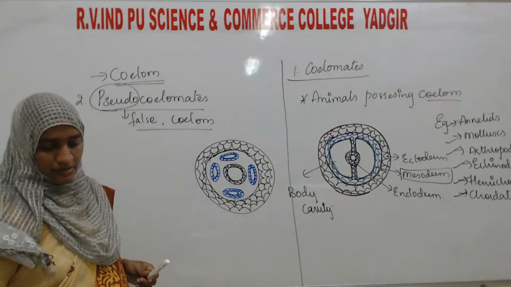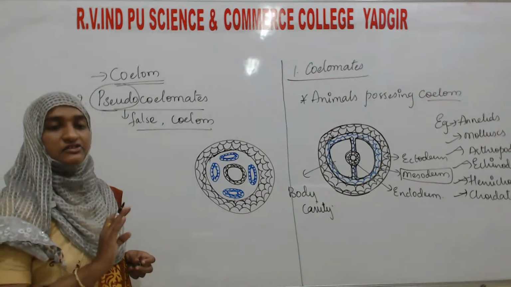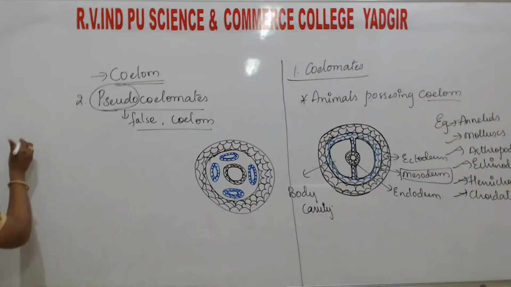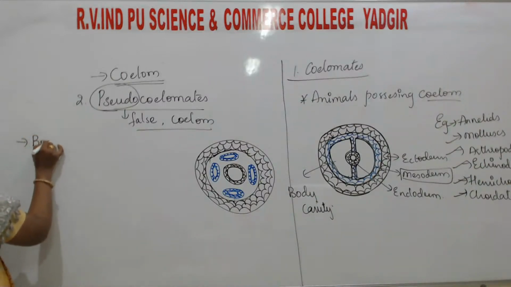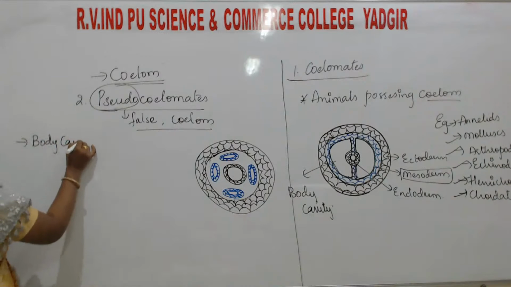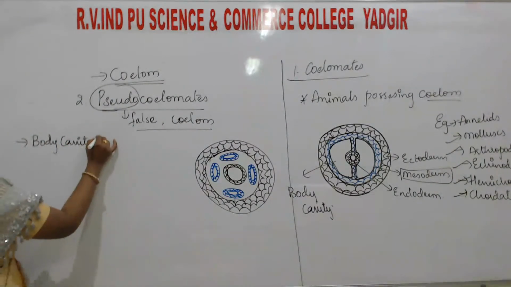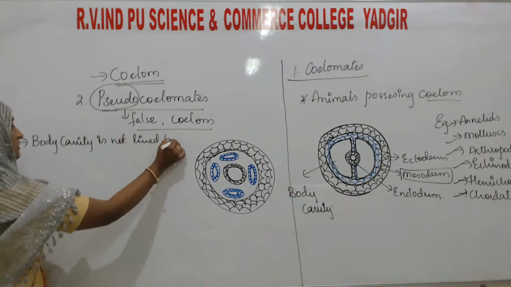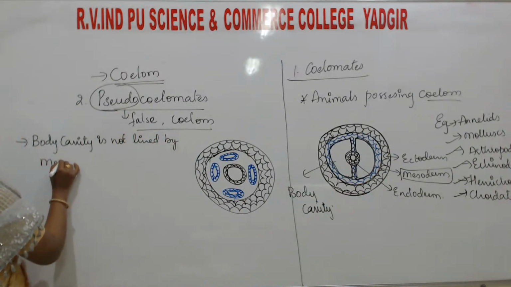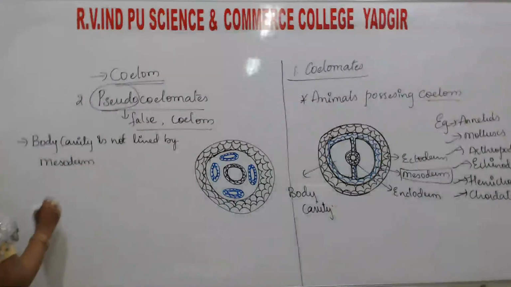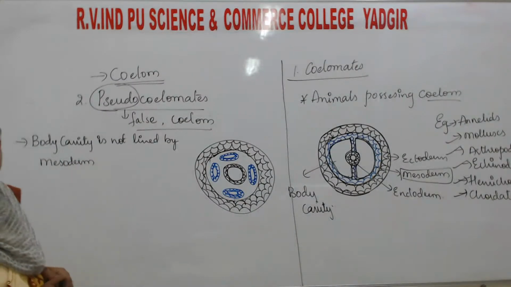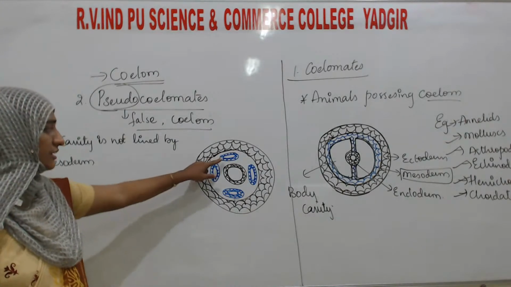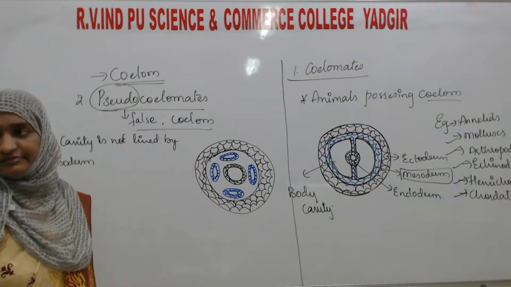See here, in some animals the body cavity is not lined by the mesoderm. Instead, the mesoderm is present in scattered pouches.